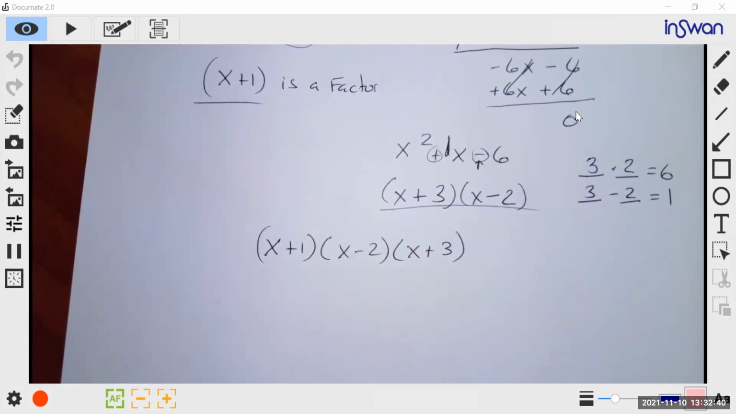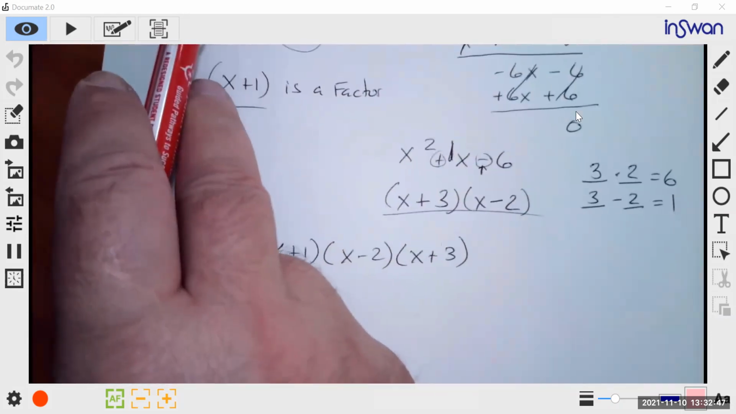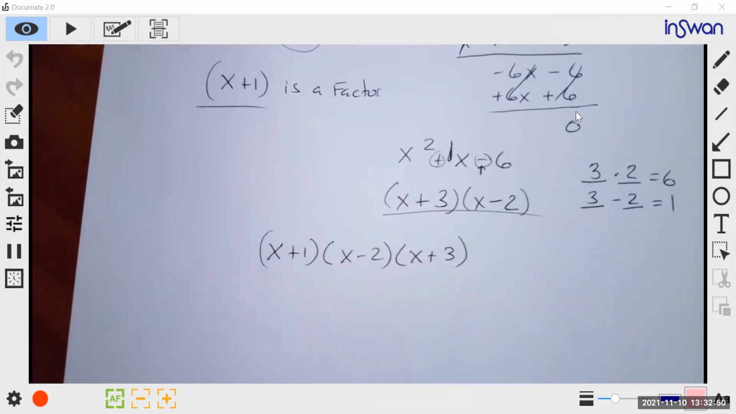What do you think? A lot of writing. Because if we didn't get lucky on the first one, if it didn't work on the first one, we'd have to do the same thing with x minus 1, and so on and so forth.